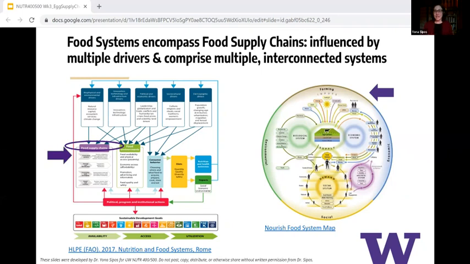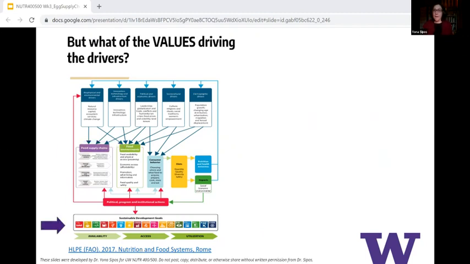So we have already discussed that food systems are interconnected, complex, and nonlinear, that there are multiple feedback loops that influence food supply chains. And these include environmental and economic drivers, as well as social, cultural, and political ones. But what about the values that drive the drivers?